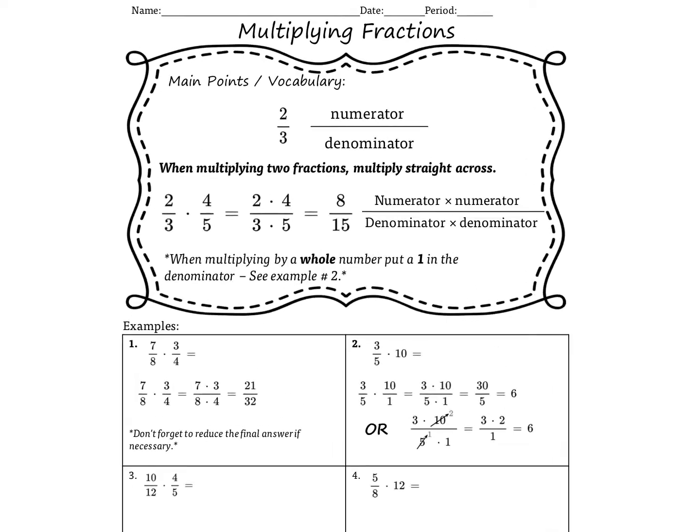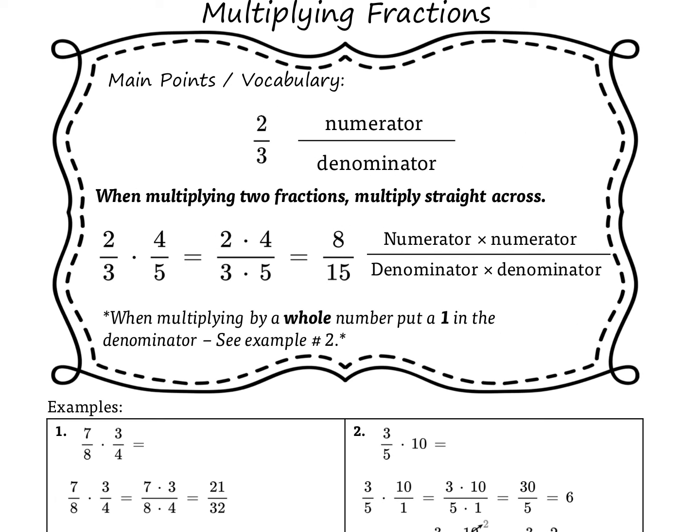Refresher on how we multiply fractions. Okay, this page is in your notebook as well. So my top number is my numerator, that represents my part. My denominator is my bottom number, which represents the total or the whole number of pieces that creates the whole. Okay, and when we multiply two fractions, we're going to multiply straight across.